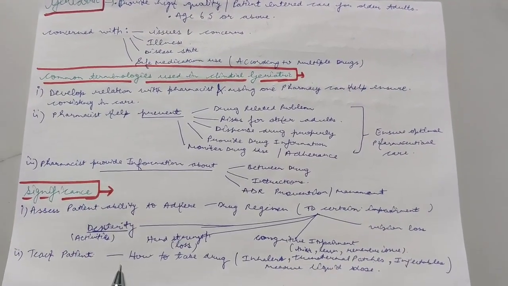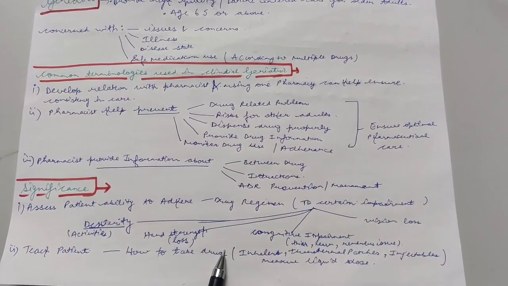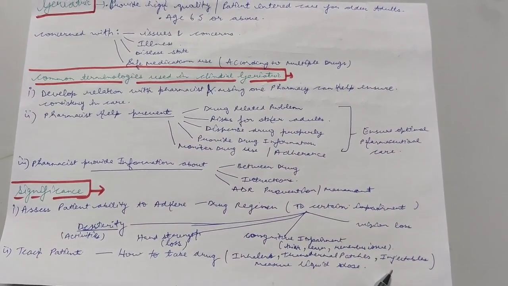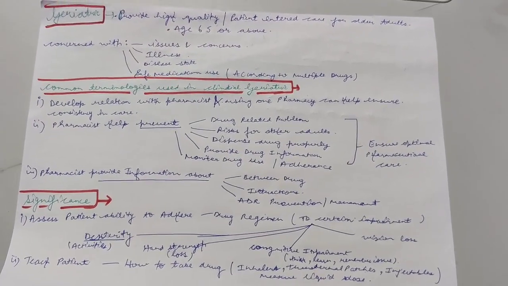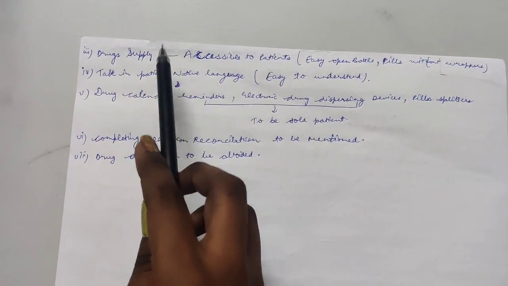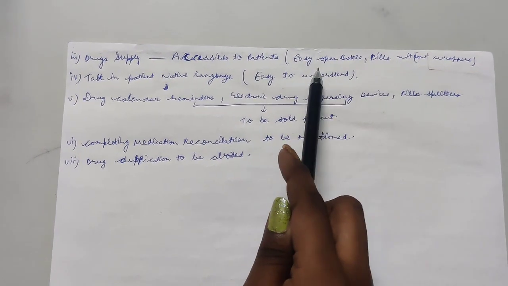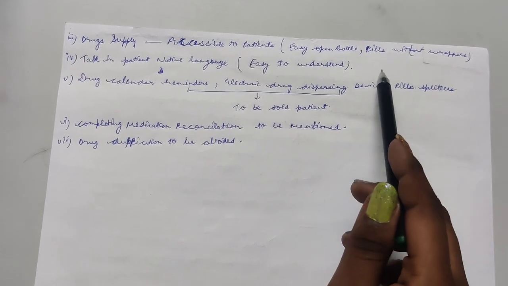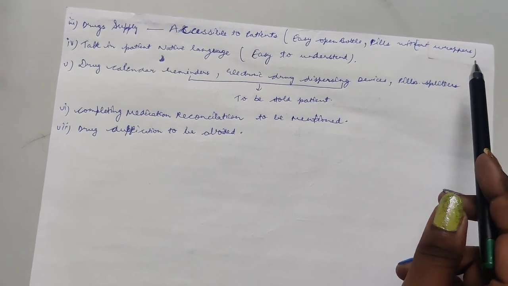Second, teach the patient. The patient should be told how to take the drugs, how to take the inhalers, how to administer transdermal patches, how to give insulin injections, and how to measure liquid doses according to the need of the patient. Third is drug supply. The supply of the drug should be accessible to the patient. The bottle should be easy to open. Pills without wrappers: the wrappers of the drug should be kept separately. Only drugs that he can open easily should be in front of him.